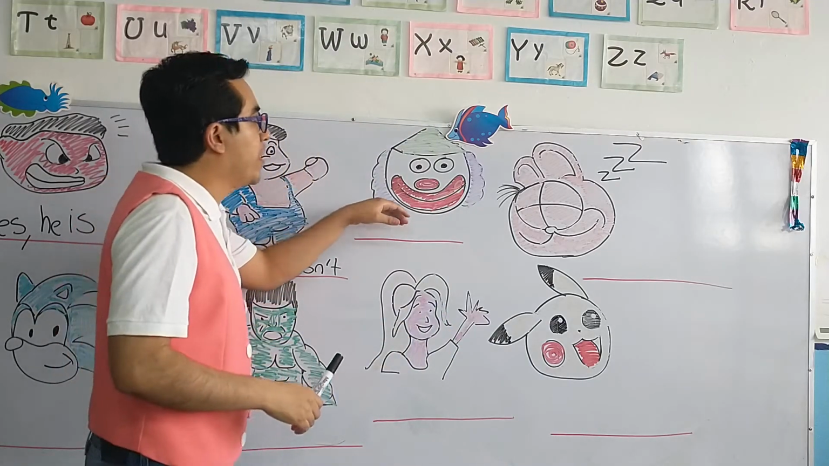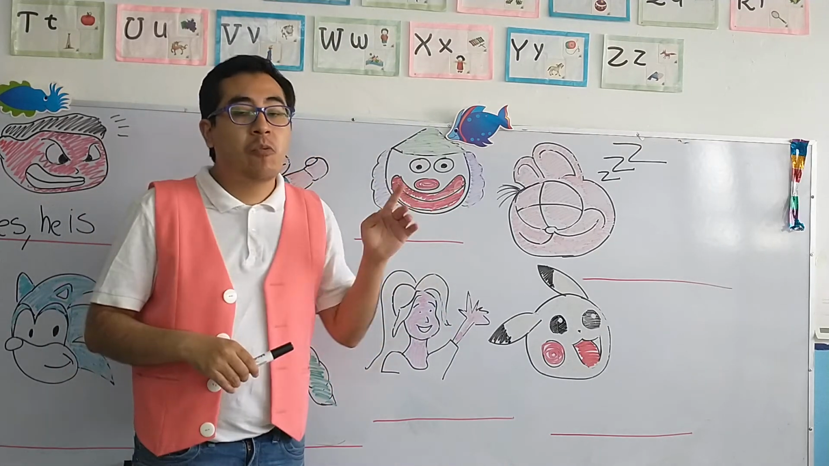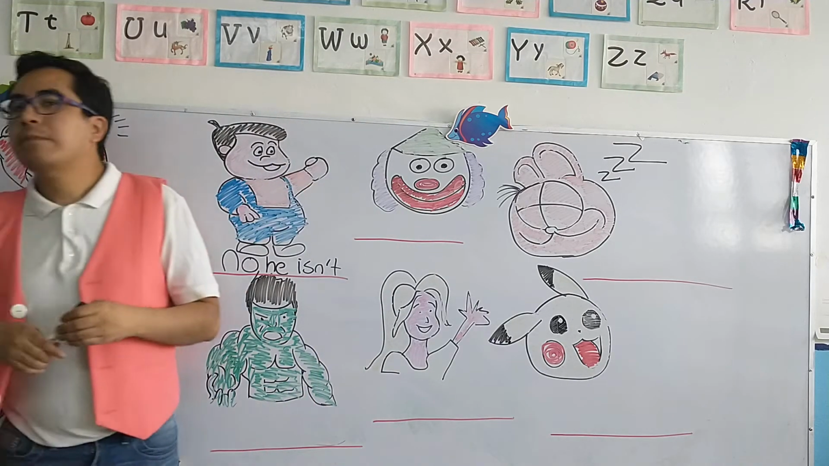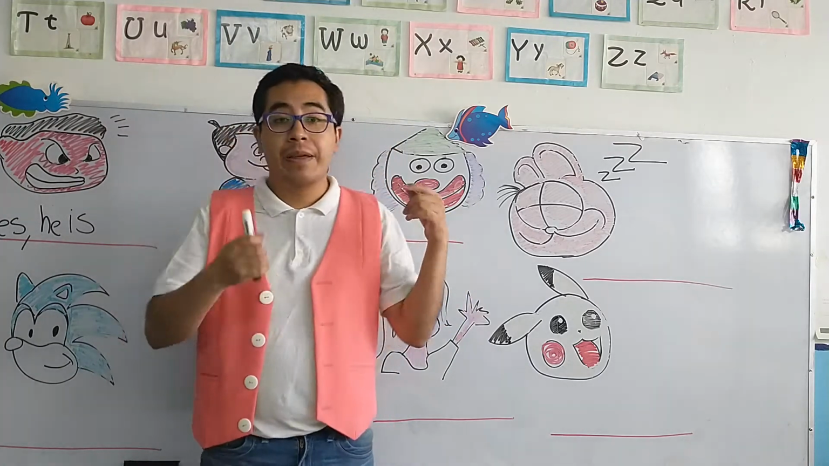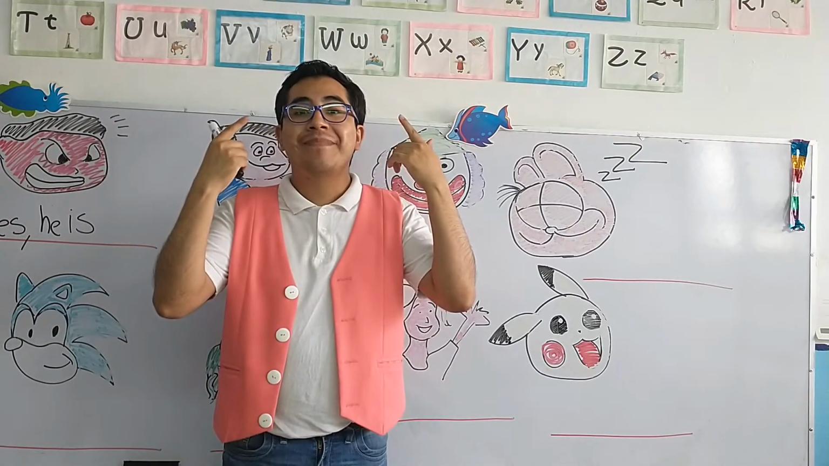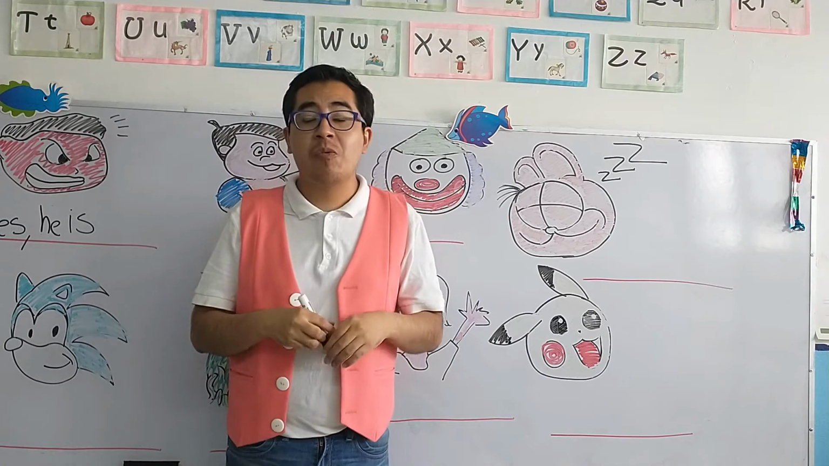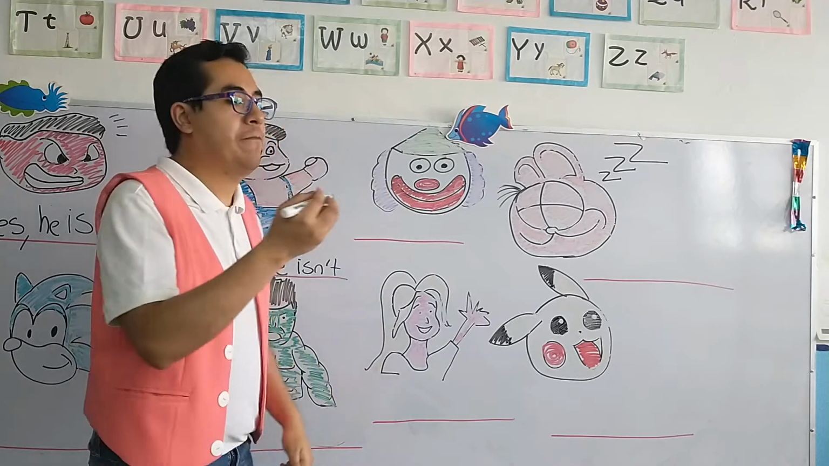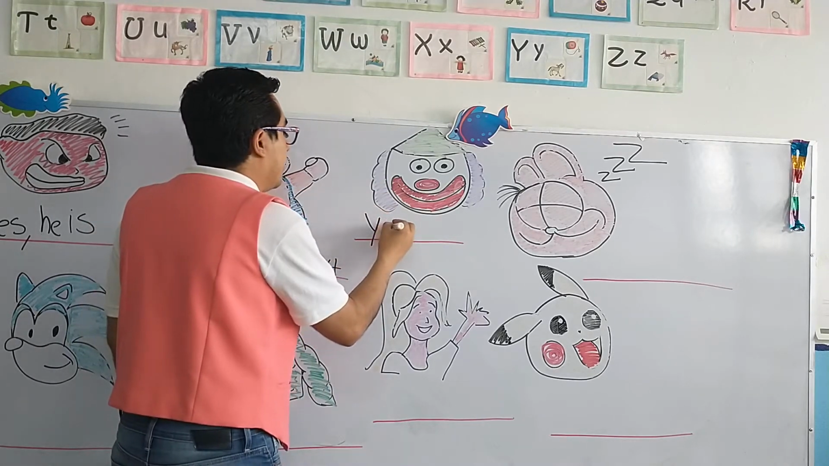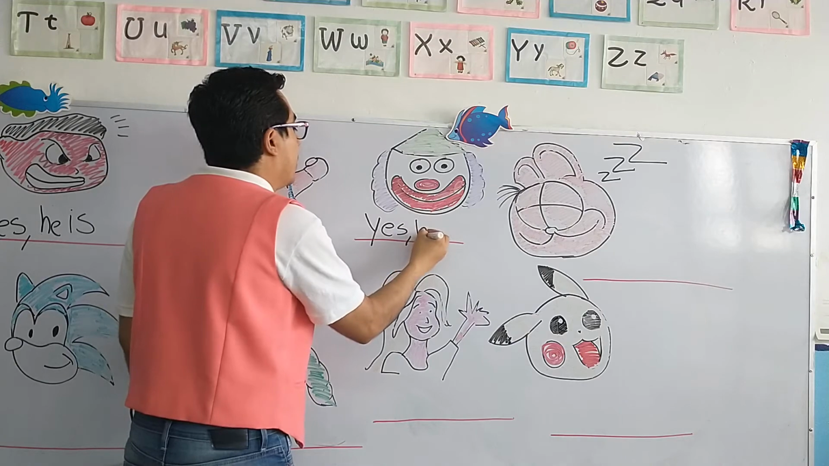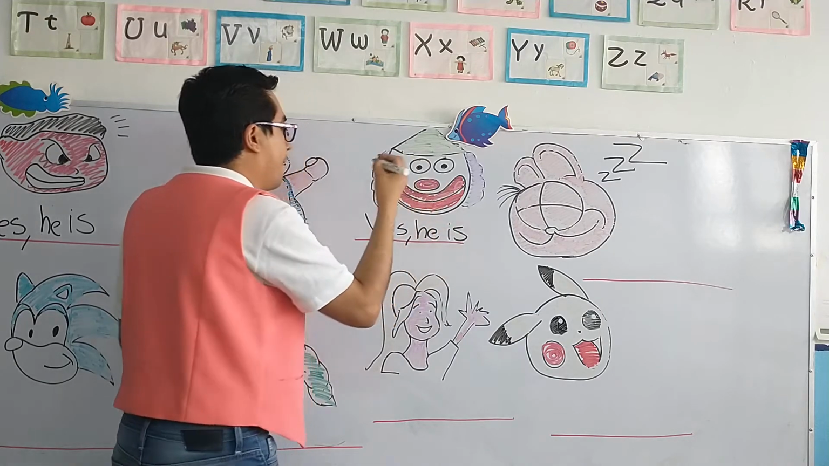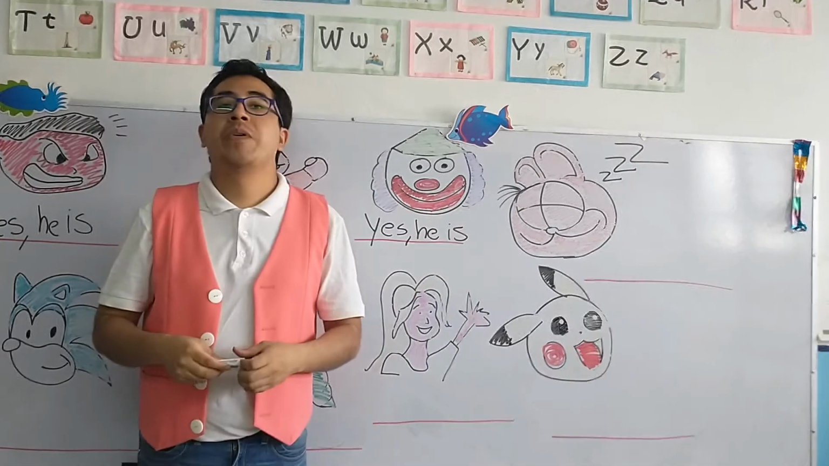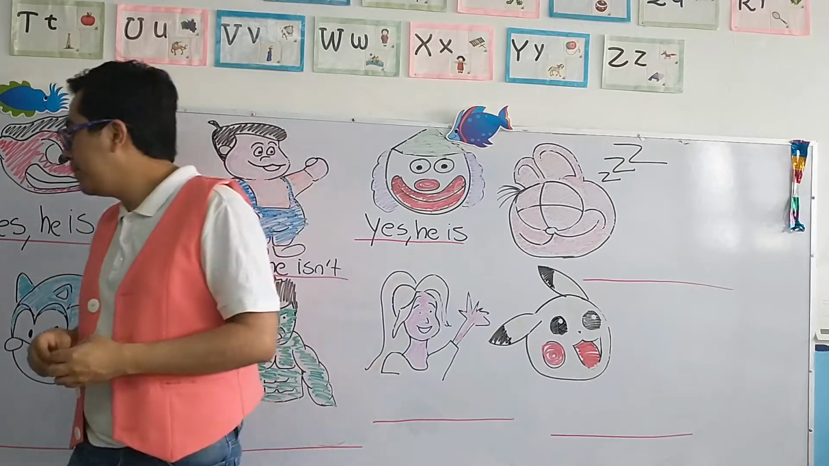Let's continue with the clown. Now the question for the clown is, is the clown happy? Yes, he is. Once again, we are using he because he's a boy. Yes, comma, he is. He is completely happy. Let's continue with the next one.